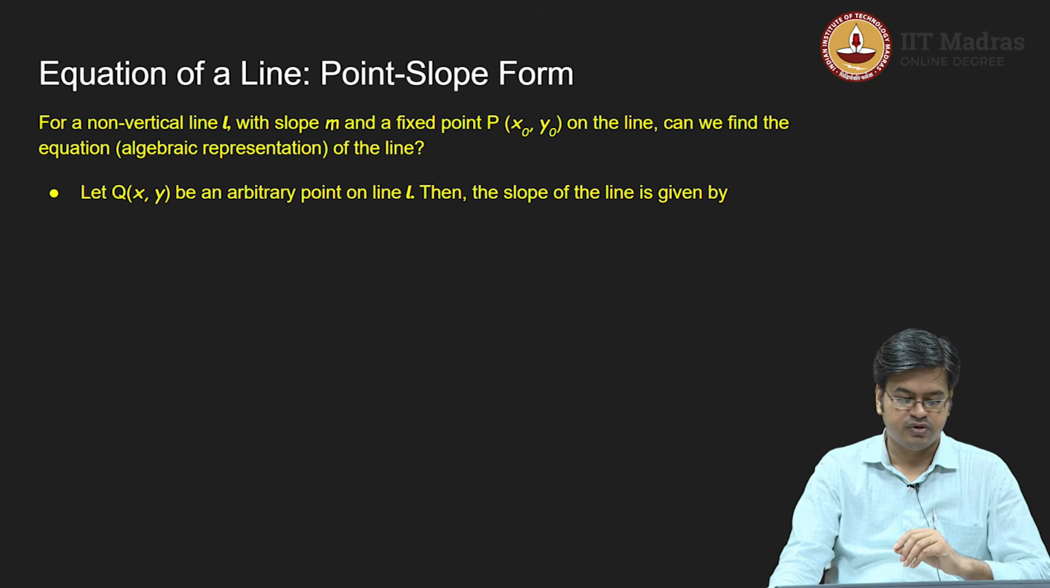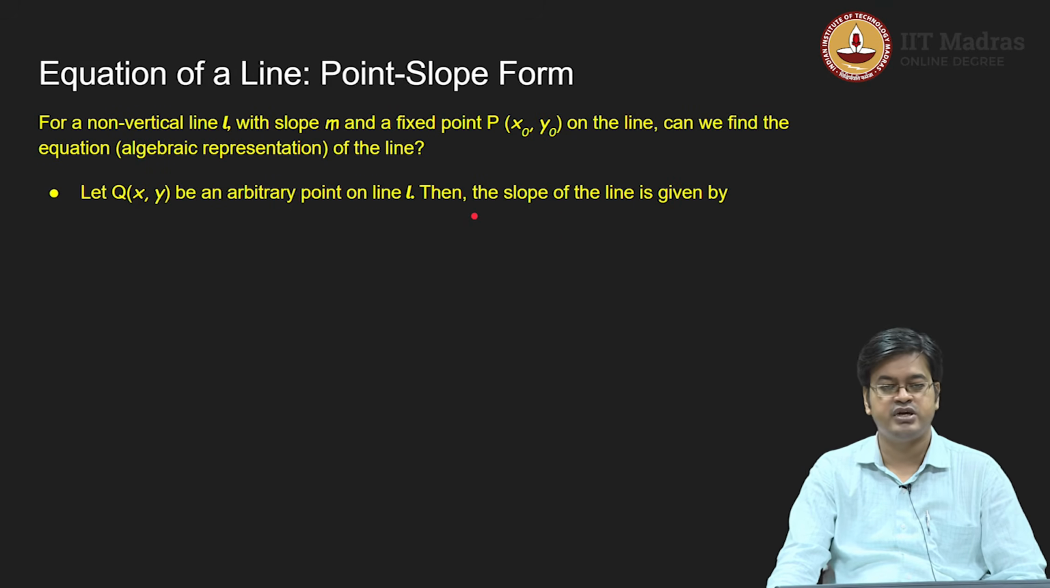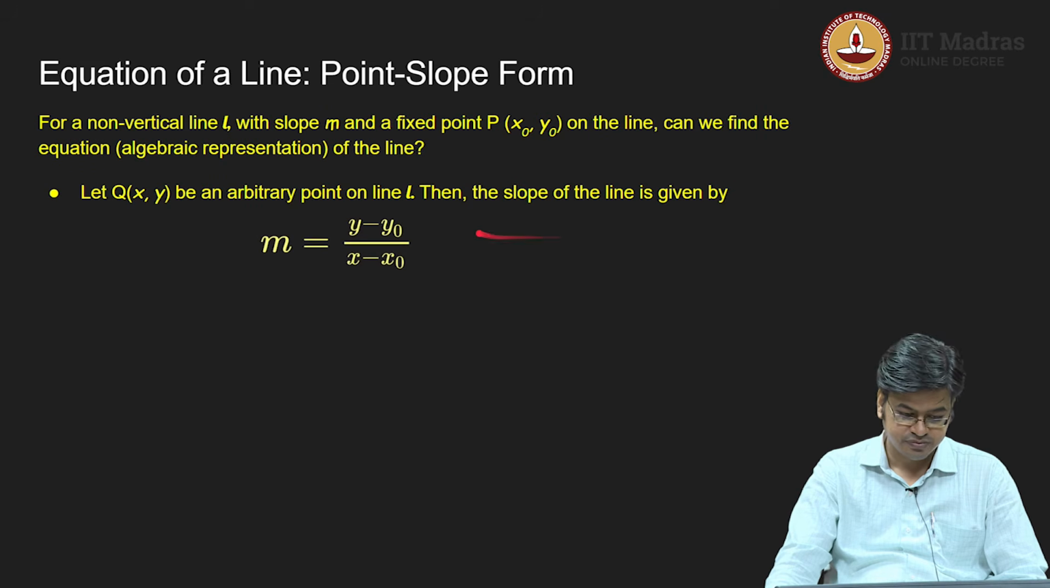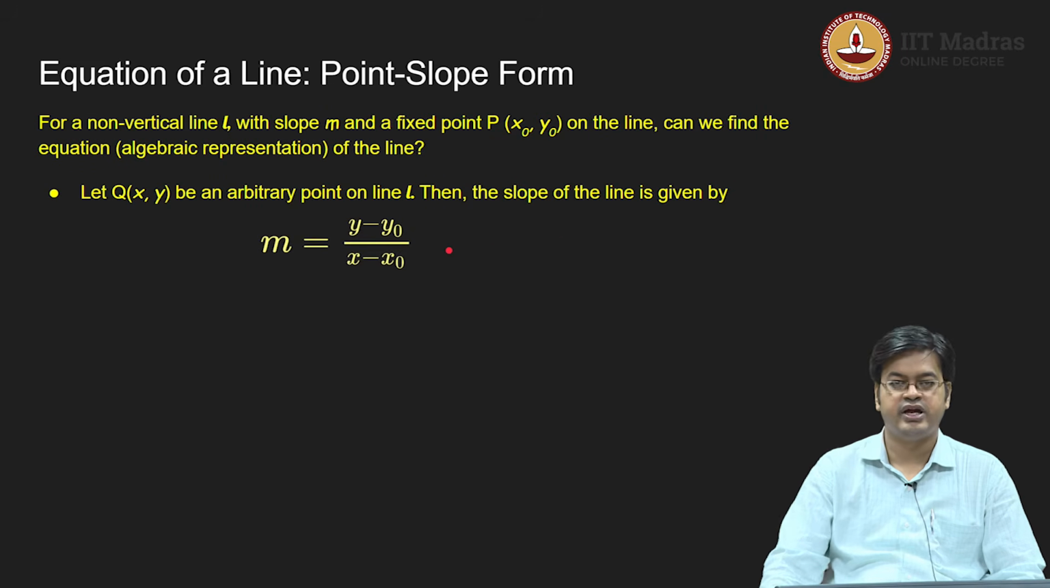Now I know from the definition of slope that I have defined, change in y by change in x, the slope of a line is given by, so what are the 2 points now? Q and P. So change in y will be y minus y naught and change in x will be x minus x naught. Okay. So I know m is equal to y minus y naught upon x minus x naught. This is what I know from my definition.